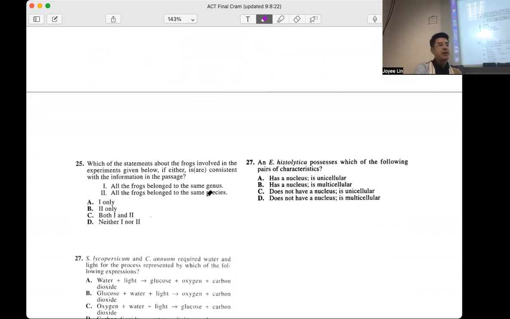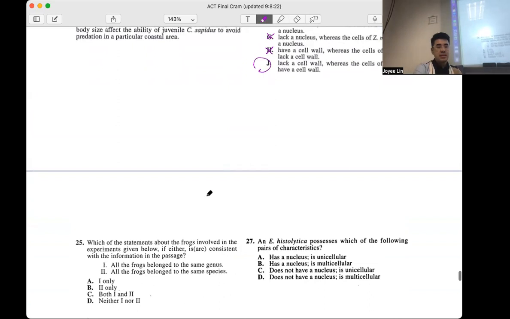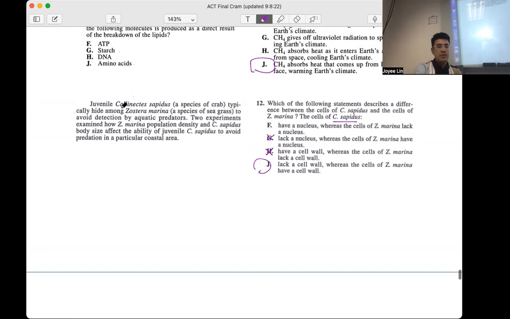Genus and species, right? How do we determine genus versus species names? Genus is the first one, right? Species is the second one, right? And then on the passage, they'll just abbreviate the genus name.